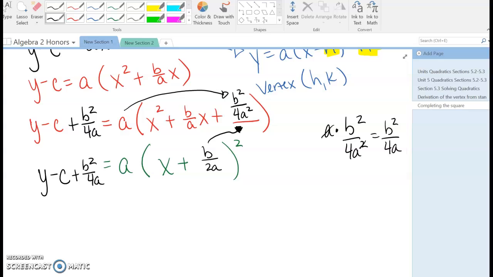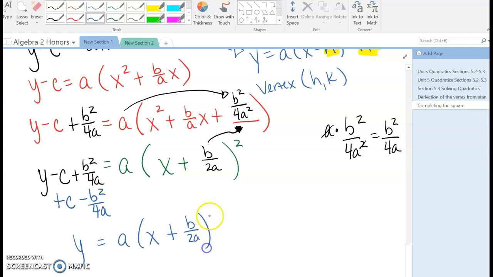Okay, and then last step, I need to move my constant back over so that this is in vertex form. I do that by adding c and subtracting b squared over 4a. So if I do that on the left, I need to do that on the right. So I'm going to add c minus b squared over 4a.